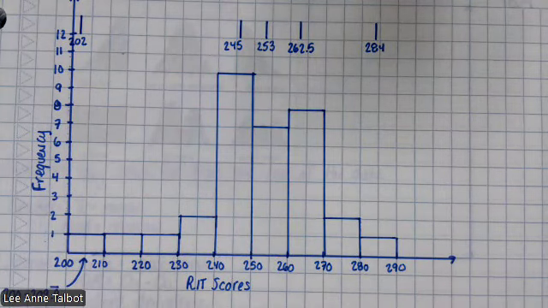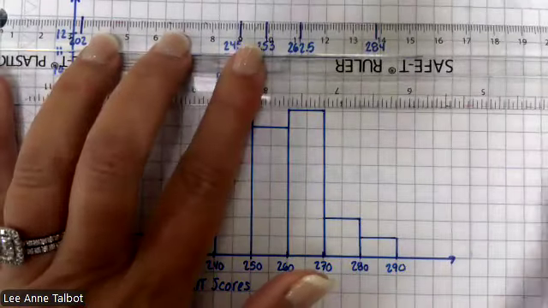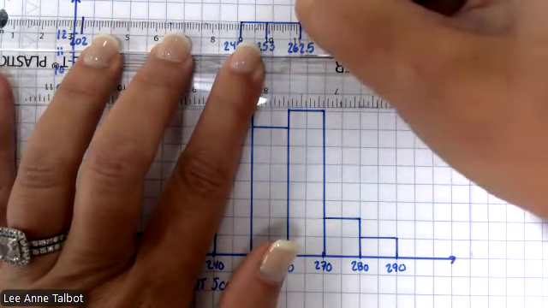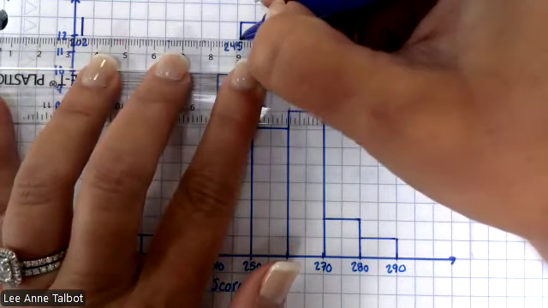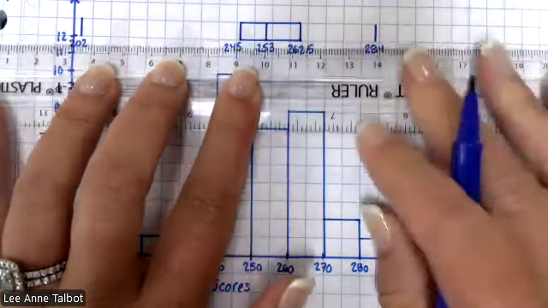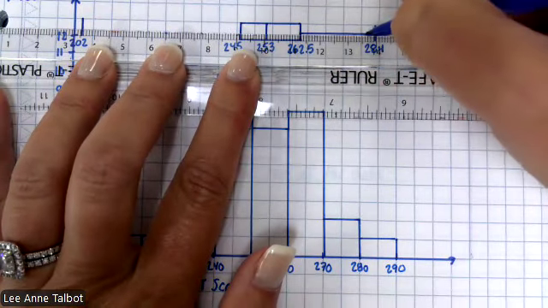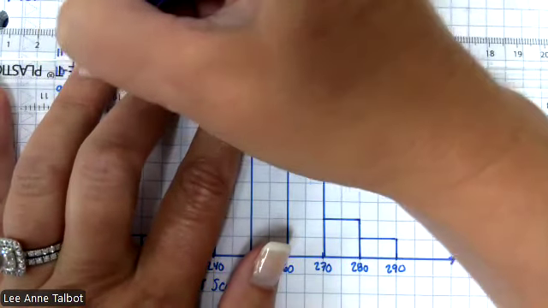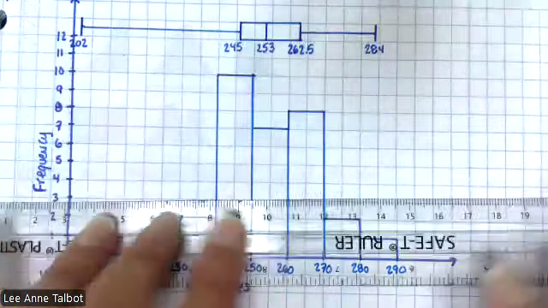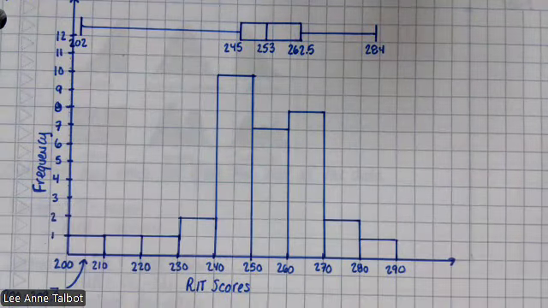Do you see where I got those numbers from? Then what you do is you connect the middle three, and that's the box. And the ones on the outside are the whiskers.